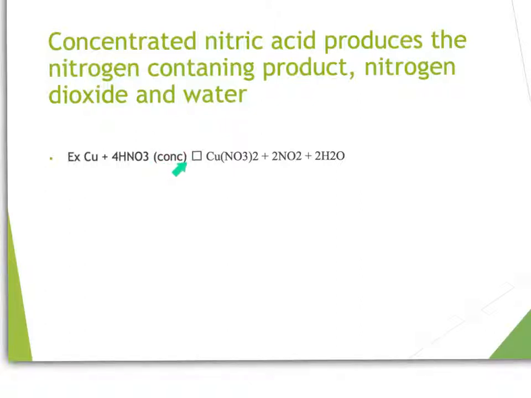Because we have concentrated nitric acid, we will still make our copper 2 nitrate. We will still make our water. The difference is, with concentrated, we make nitrogen dioxide, and with dilute, we make nitrogen monoxide.